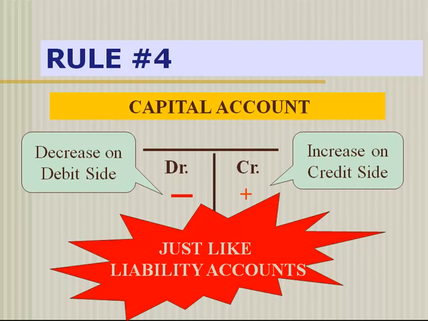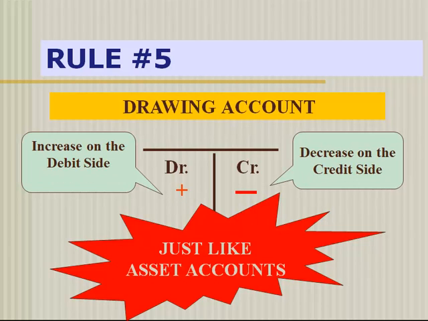That's rule number 4. Rule number 5 says that the drawing account looks just like the asset account because it's increased on the debit side, decreased on the credit side, right? So anytime I withdraw money from the business, I'm going to debit the drawing, and then I have to credit my cash, right? Because the cash is going to go down, and it's on the other side, right?